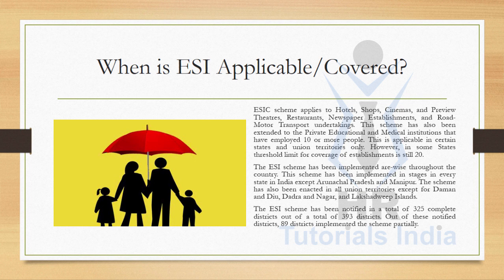That is, out of 393 districts, 325 districts are covered by ESI. And ESI is not applicable in two states, that is Arunachal Pradesh and Manipur. And coming to union territories, it is not covered in Daman and Diu, Dadra Nagar and Lakshadweep Islands.